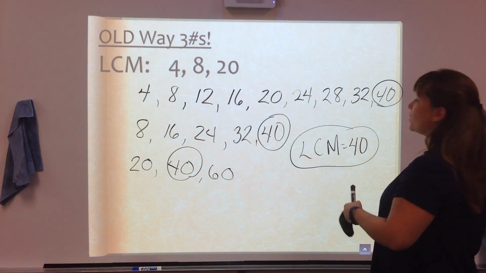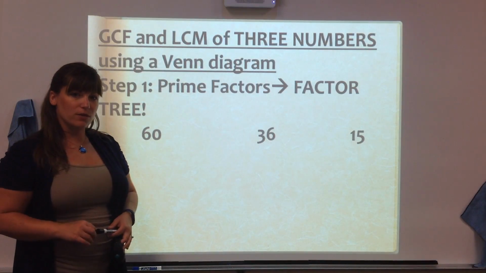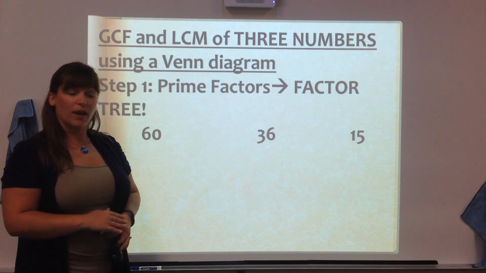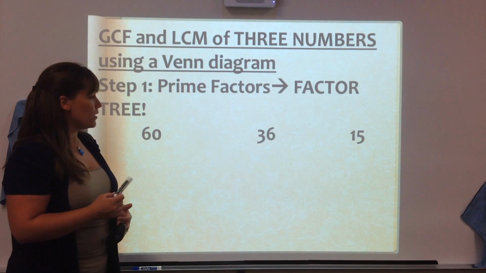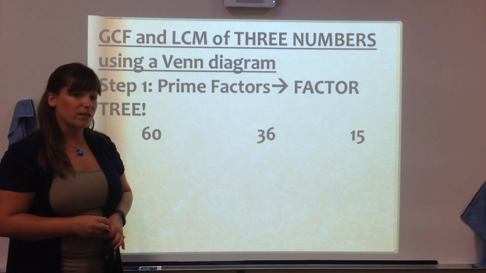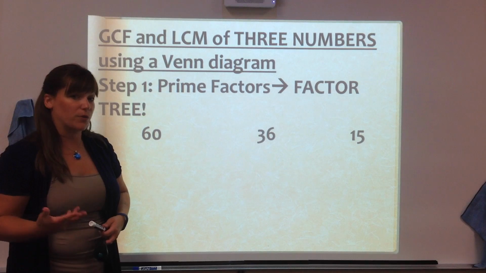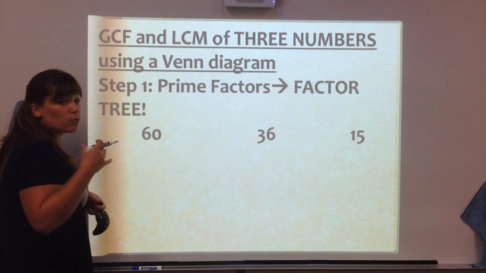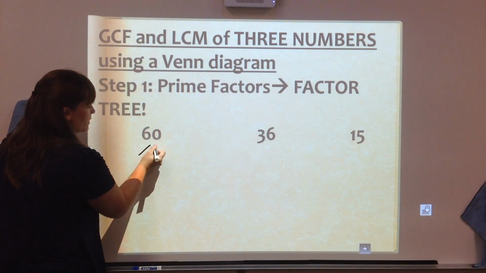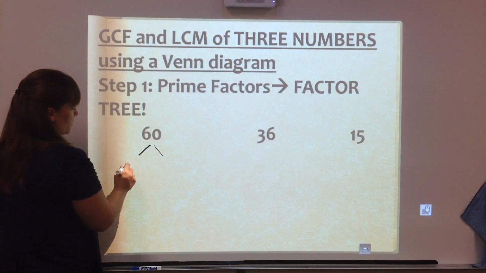Now we'll go on to the new way. So when using the Venn diagram with 3 numbers, everything's the same except for we have another factor to deal with. So the first step is to find the prime factorization of all 3 numbers. So doesn't matter which factors you pick. That's the beauty of prime factorization.